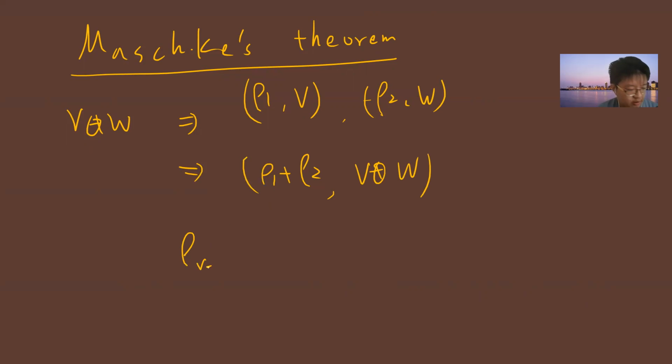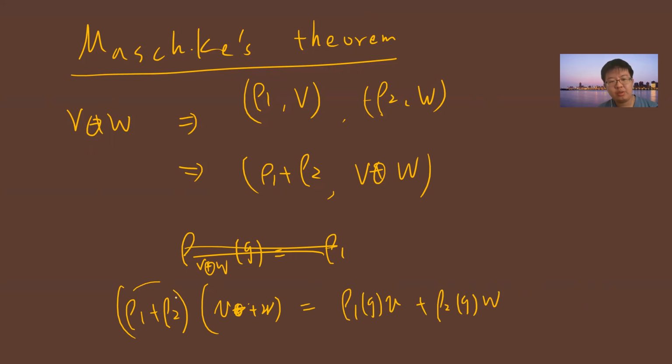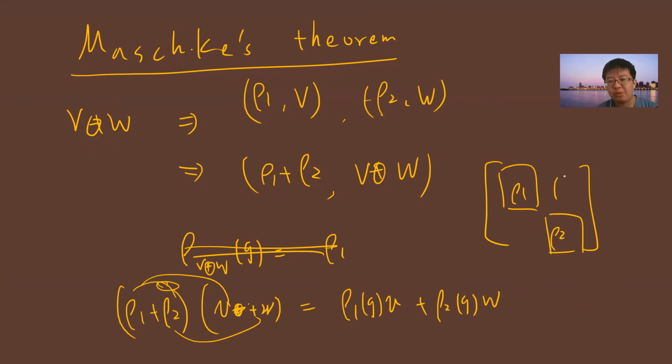Just define, let's say, V direct sum W at g: rho 1 plus rho 2 acts on any vector in V direct sum W. It will just be rho 1(g) acting on V and rho 2(g) acting on W. So just spell it out, rho 1 and rho 2 separately. In matrix form, it's a block diagonal: this is rho 1, this is rho 2, and the rest are all zero. So this is the direct sum of the group representation.